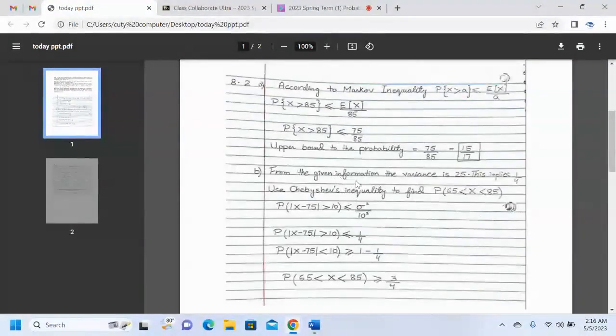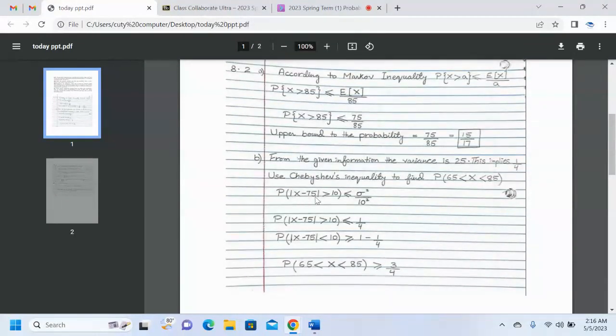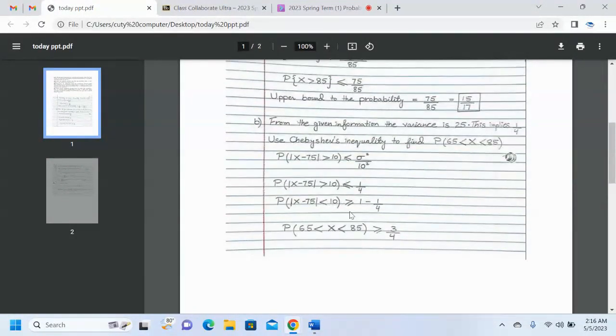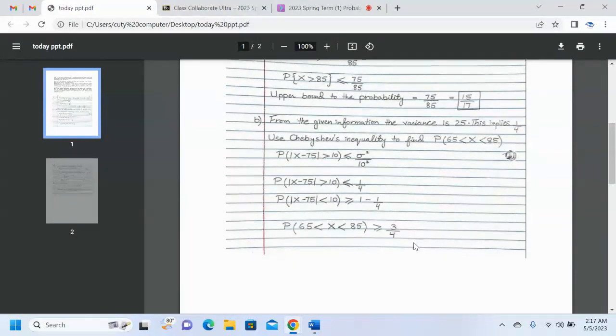So for part B, from the given information, the variance is 25. Use Chebyshev's inequality to find the probability that 65 is less than X and X is less than 85. So the probability that the absolute value of X minus 75 is greater than or equal to 10 is less than or equal to the variance over 10 squared, which is 25 over 100, or 1 over 4. After taking the complement, it will be equal to 3 over 4. So the probability that 65 is less than X and X is less than 85 is greater than or equal to 3 over 4.